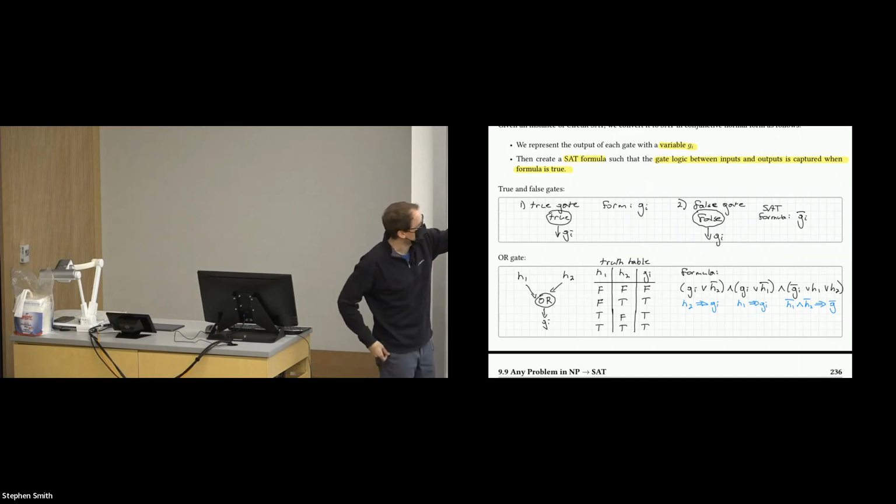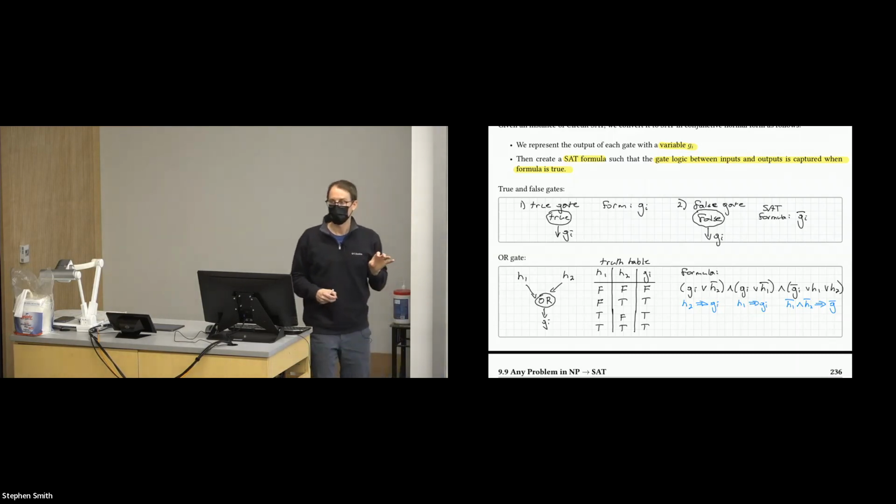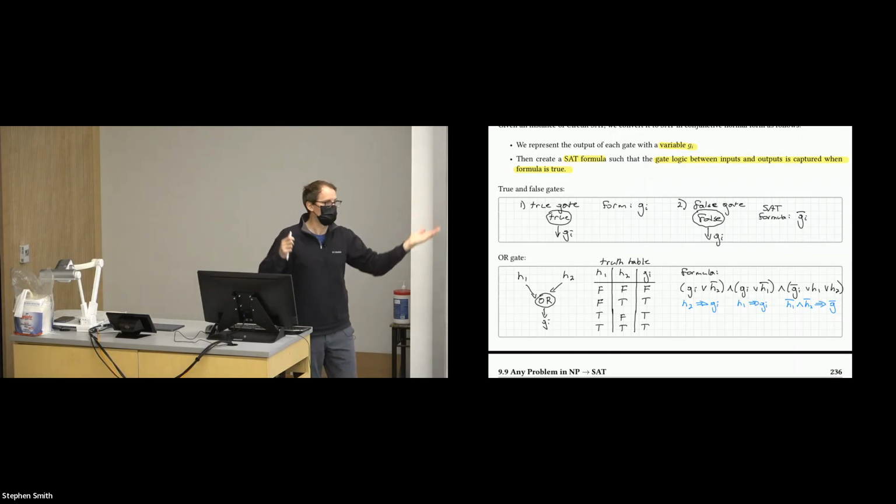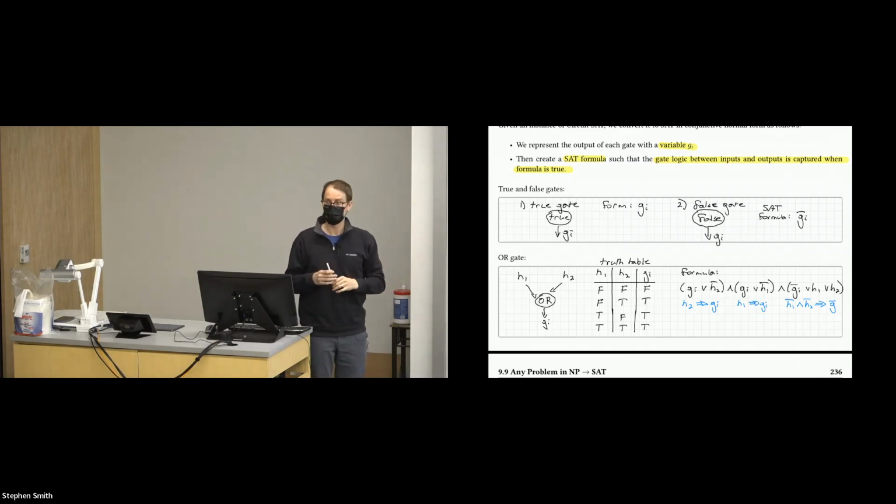Do you agree? If I take the first clause, if H2 is true, then not H2 is false, and so to satisfy the clause, I have to set GI to true. So you agree it enforces that if H2 is true, then GI has to be true. The second clause, same logic. It encodes that if H1 is true, then GI has to be true.